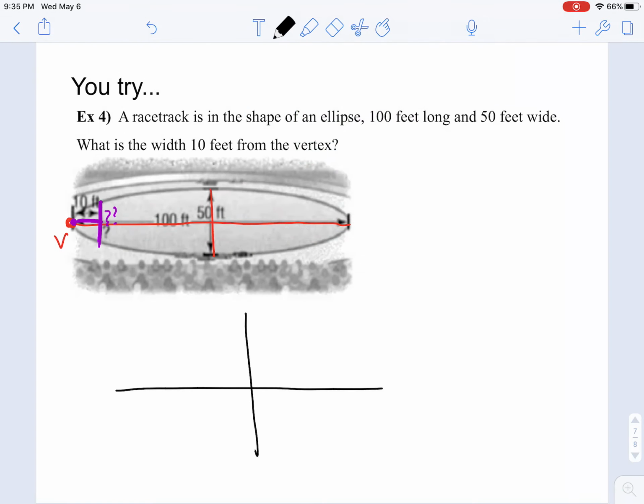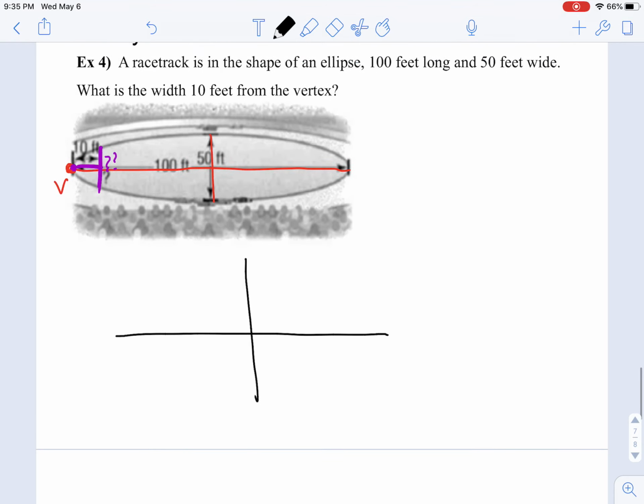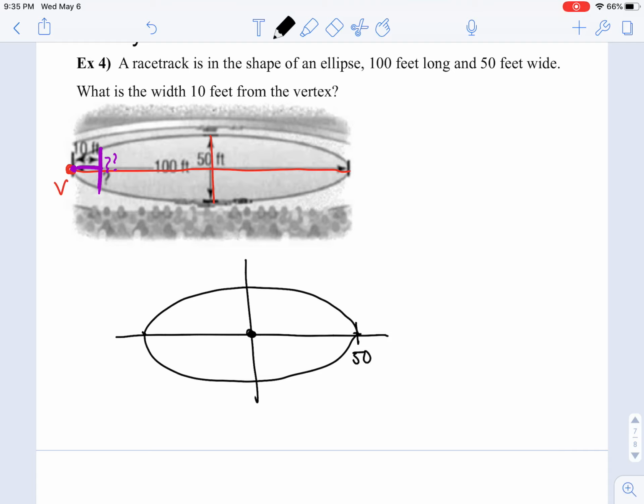So we could look at this picture. We could also replicate this picture on a coordinate grid just to get some numbers to work with a little bit better. If we're positioning this on a coordinate grid, just like we've done in the past, I'm going to put my center here at 0, 0. If the length of the track is 100 feet, then that means this is 50, this is negative 50. If the width of the track is 50 feet, then this is 25, and this down here is negative 25.